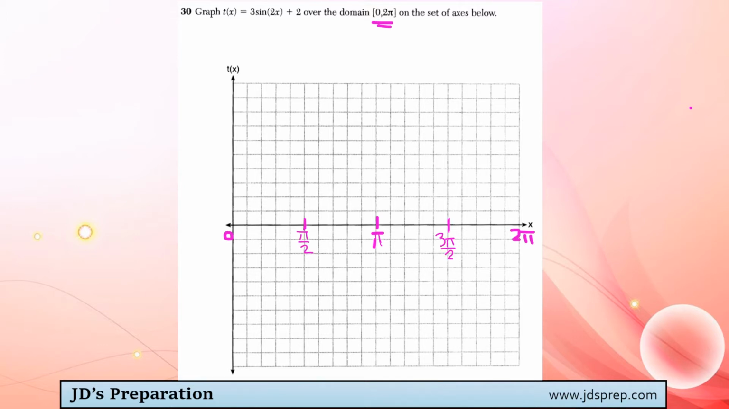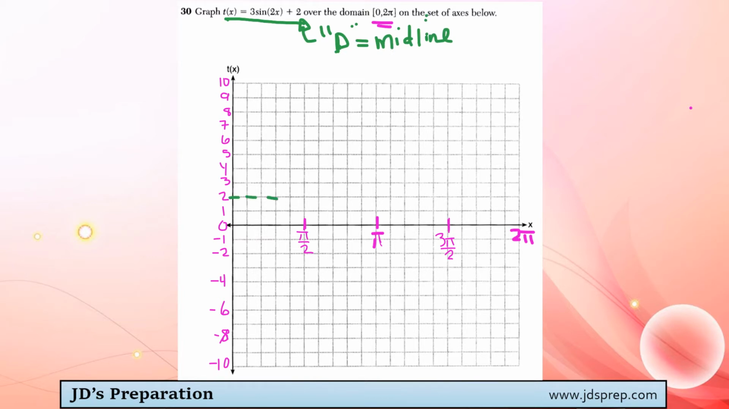All right, now as for the y-axis, or t of x, I think it would just make sense to go up one at a time. There we go. Now, looking at t of x, I think the easiest way to start would be to notice the plus 2 at the end. That represents our d value, which is known as the vertical shift, aka the midline. So that means if I draw the line at y equals 2, this is going to represent our midline.